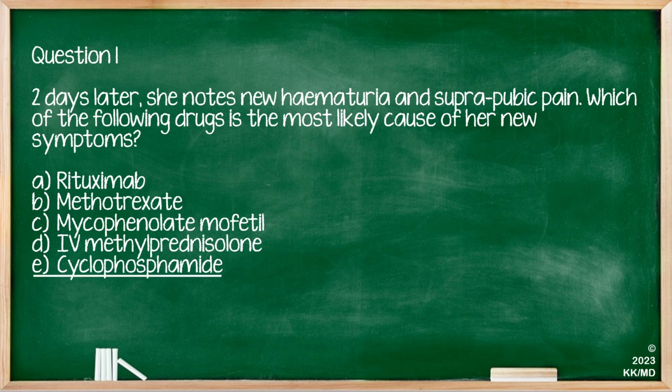So we have learnt in this particular episode that cyclophosphamide does increase the risk of hemorrhagic cystitis, which is why we give Mesna with this particular drug. So in this case, it's likely that perhaps Mesna was not given and she's now developed hemorrhagic cystitis, which would account for her symptoms. So the correct answer is E, cyclophosphamide.